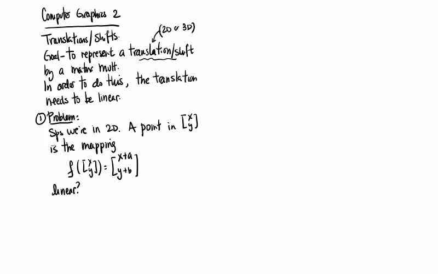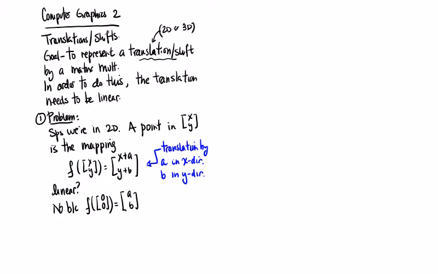And again, just to make sure that we see this right here, this is a translation by a in the x direction and b in the y direction. So the problem is it's not linear. At the end of the previous video, we saw that a linear mapping needs to take the 0 vector to the 0 vector. And so look what happens here. If I plug in (0, 0), I get (a, b), which is not (0, 0), unless a and b are both 0, in which case it's not a translation at all.